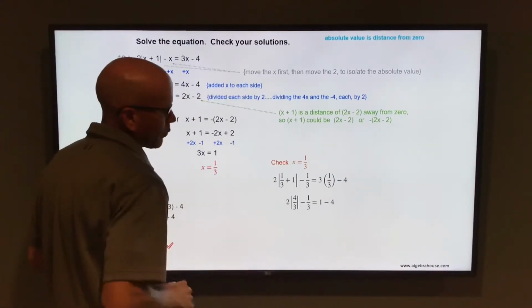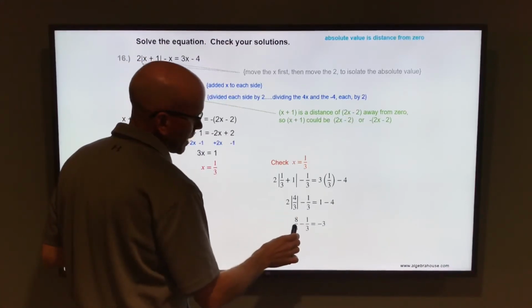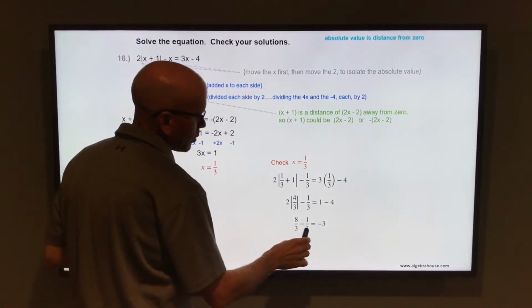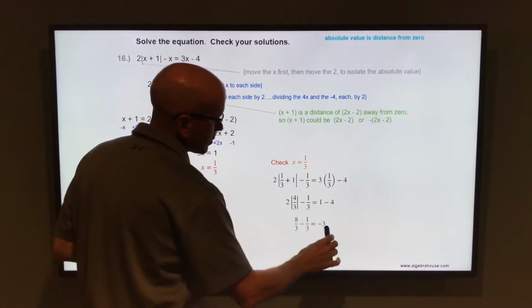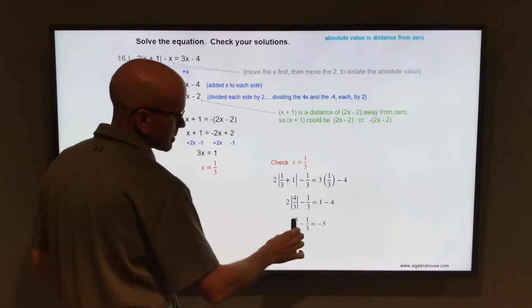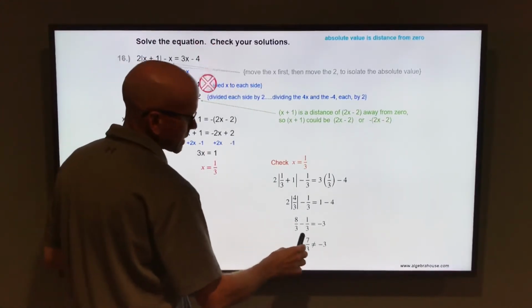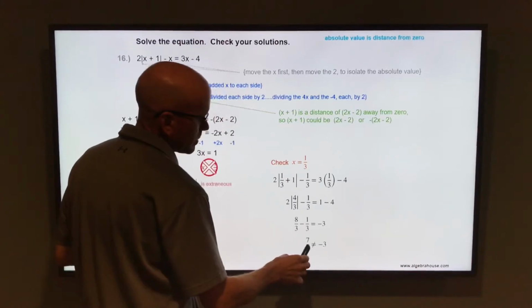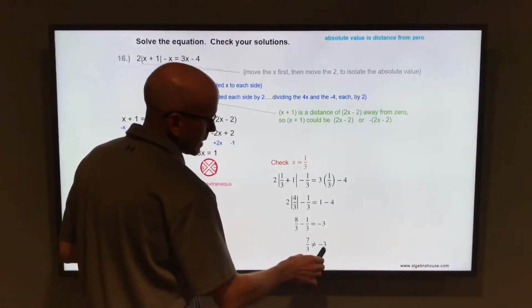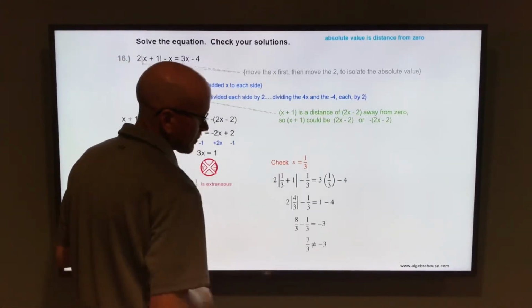The absolute value of 4/3 is 4/3, so we'd be looking at 2 times 4/3, that is 8/3, still minus 1/3, and then on the right, 1 minus 4 turns out to be negative 3. We already have a common denominator here, so just subtract the numerators, put those over the common denominator. So 8 minus 1 is 7, put that over the common denominator of 3. 7/3 is not equal to negative 3. So saying that 7/3 is equal to negative 3 is a false statement.